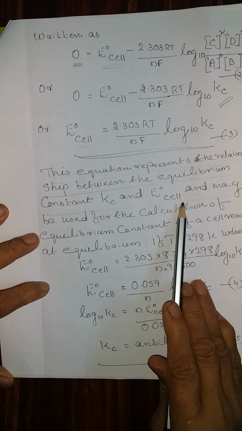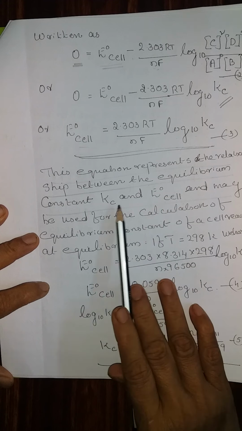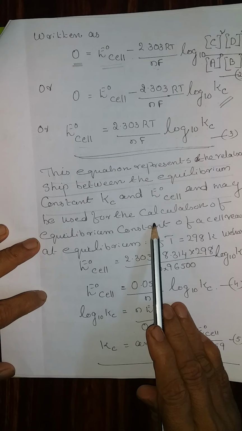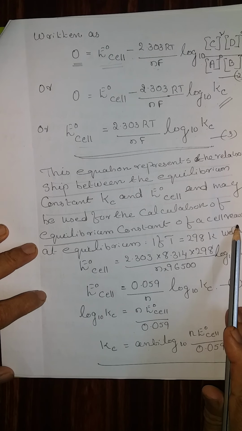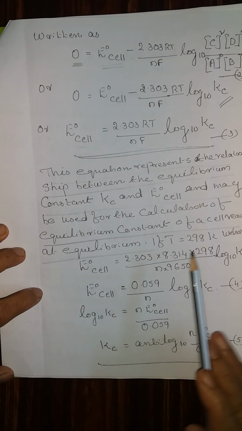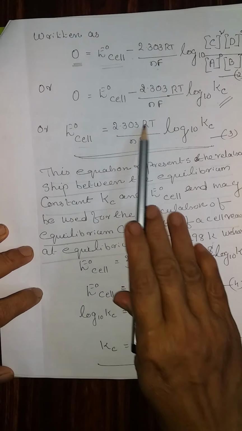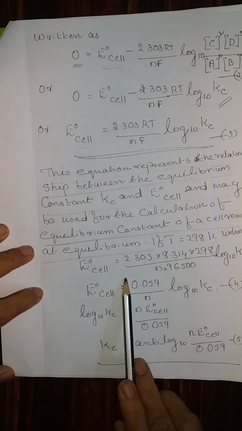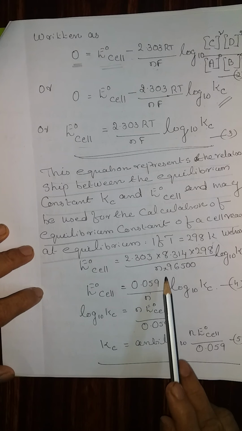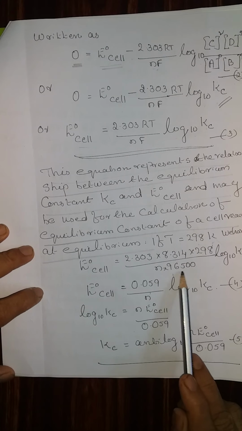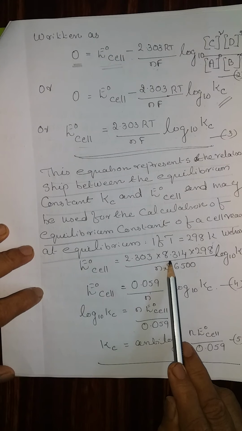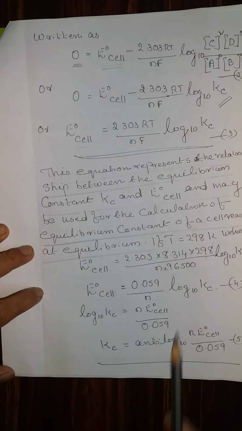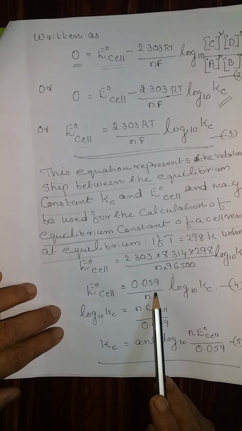Sometimes, for a 1 mark question in Section A, you may be asked to derive a relationship between Kc and E0 of the cell. This equation may be used for the calculation of the equilibrium constant of the cell reaction at equilibrium. If the temperature is 298, you can substitute here and see whether you are getting this value. For example, substituting all these values: Faraday, that means 96,500, R equal to 8.314, temperature equal to 298, you should get this value. Do the calculation and see whether you are getting this answer.